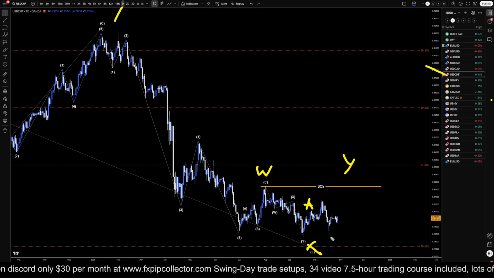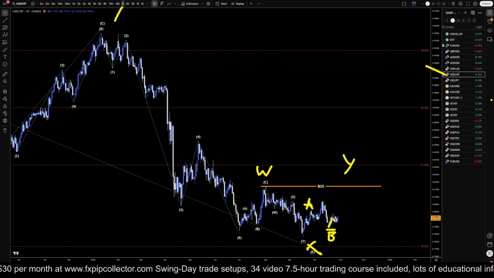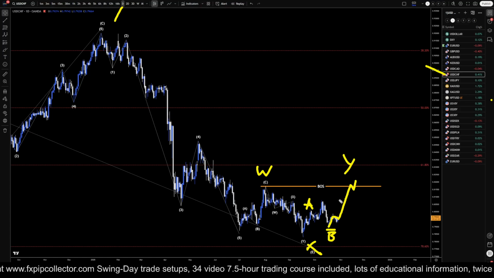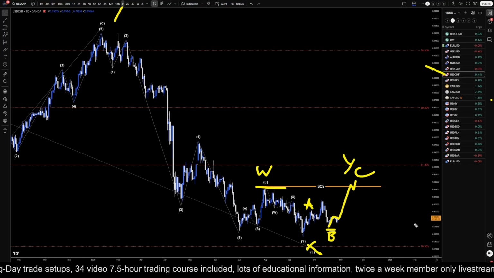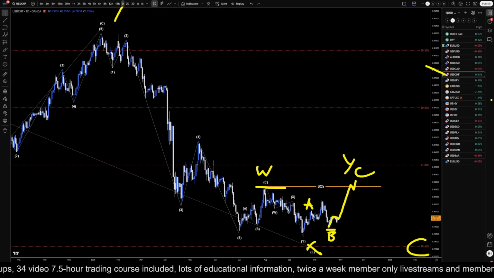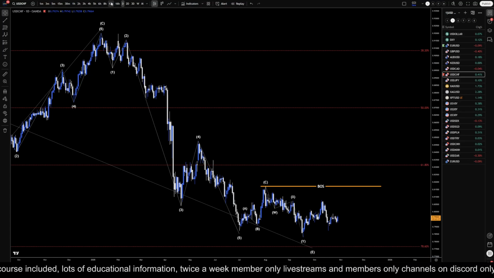So I think this is the A, I think this is the B, this low, and I still think there's a good chance this is going to make an impulsive move up for wave C, maybe taking out the highs of wave W before we go down to the weekly time frame Fibonacci level that we are potentially still going to have to hit. So I am definitely still very bullish.